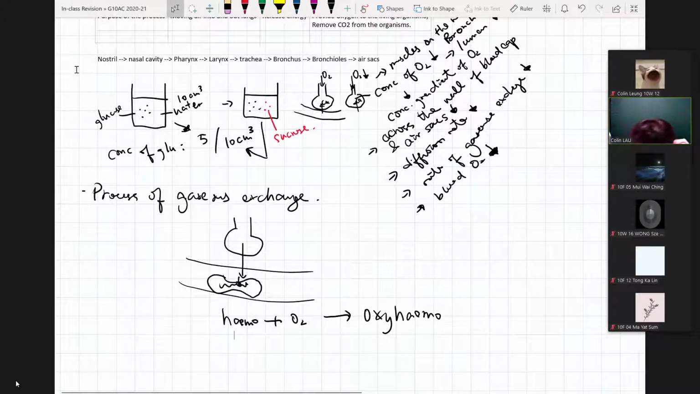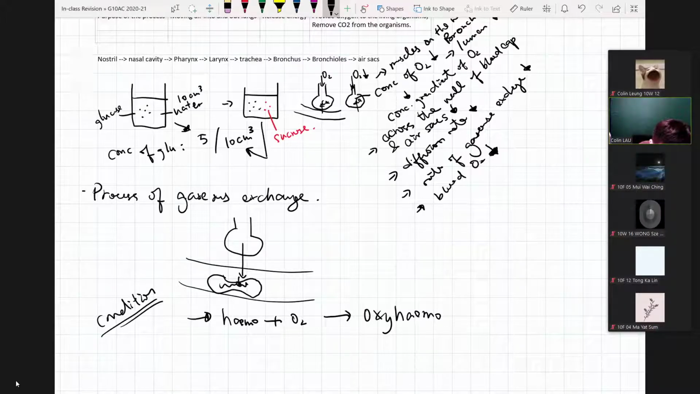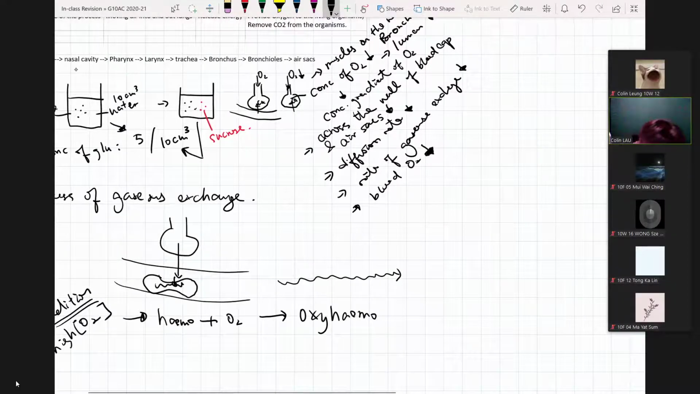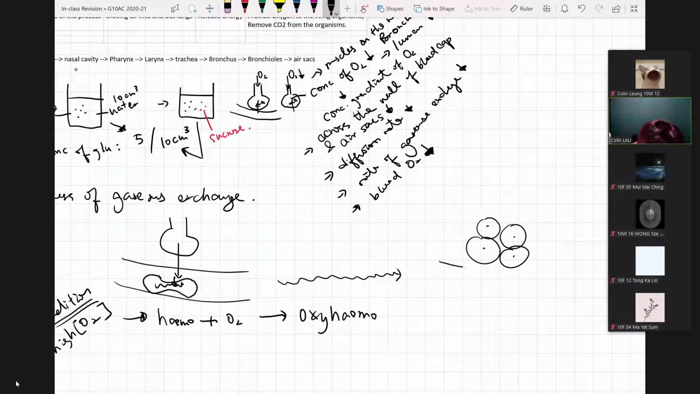Right? So this only happens under conditions of high O2 concentration. When the blood keeps flowing to an area, let's say you have lots of body cells there, and then in that case, the O2 goes out of the hemoglobin.